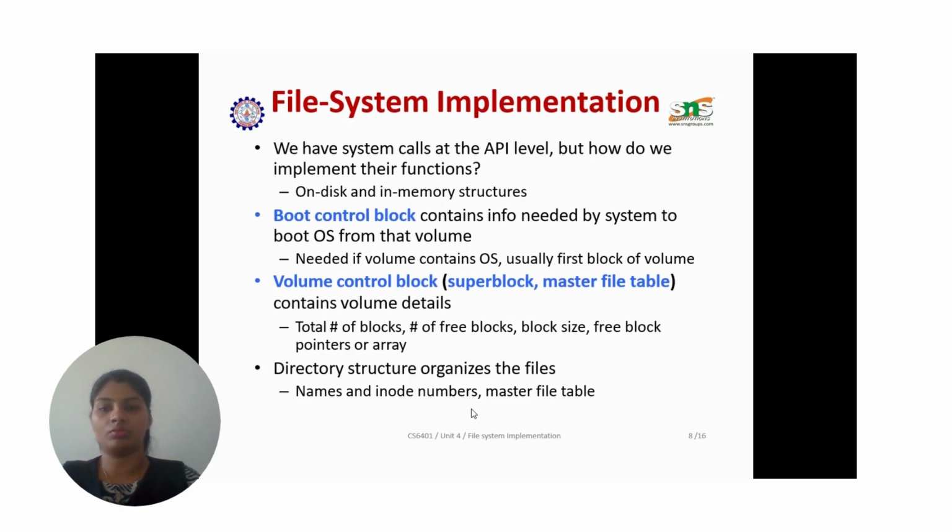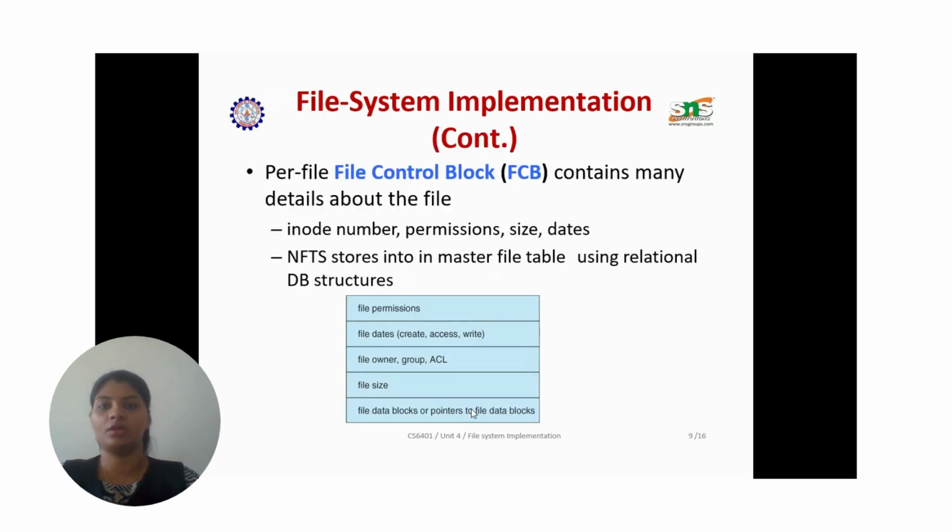Then we have a volume control block, that is a superblock or master file table, which contains the volume details like total number of blocks, total number of free blocks, block size, and free block pointers or array. The directory structure organizes the files, like the name of the file, inode numbers, master file tables, etc.